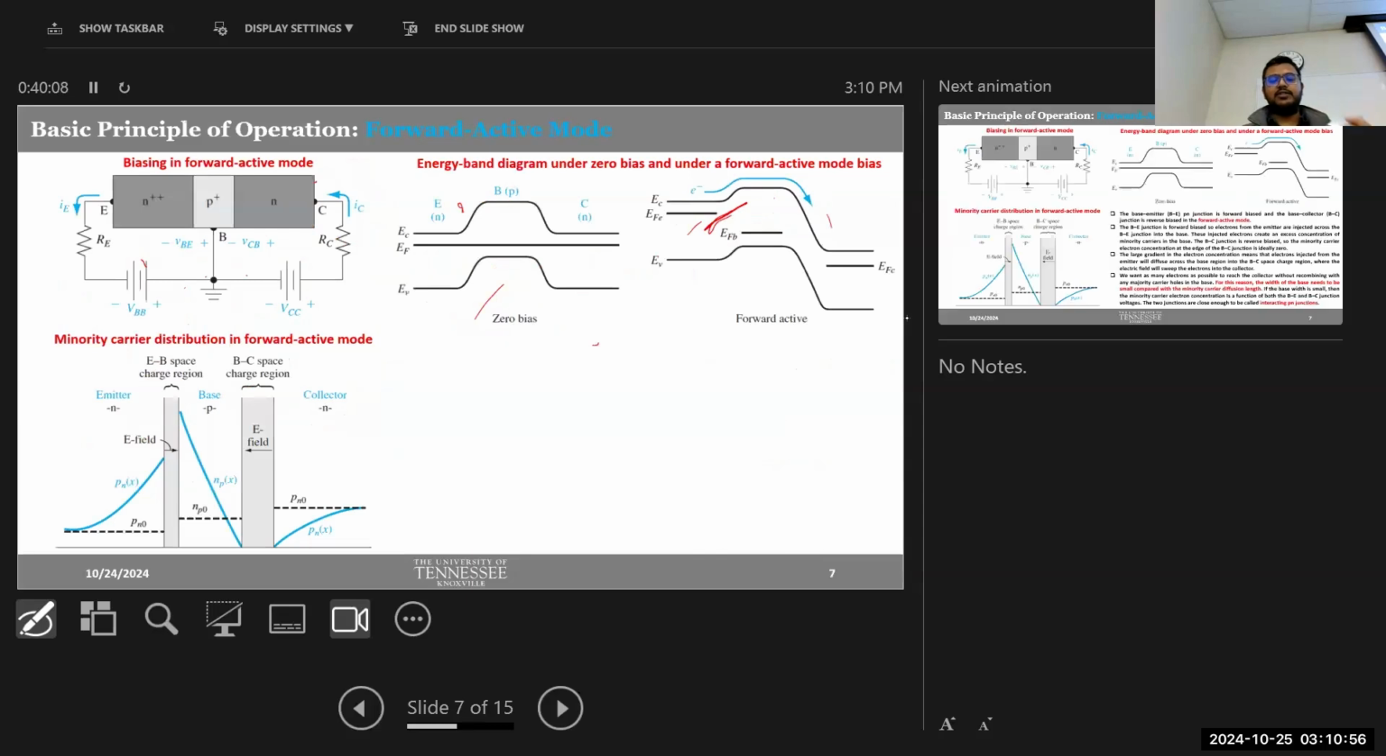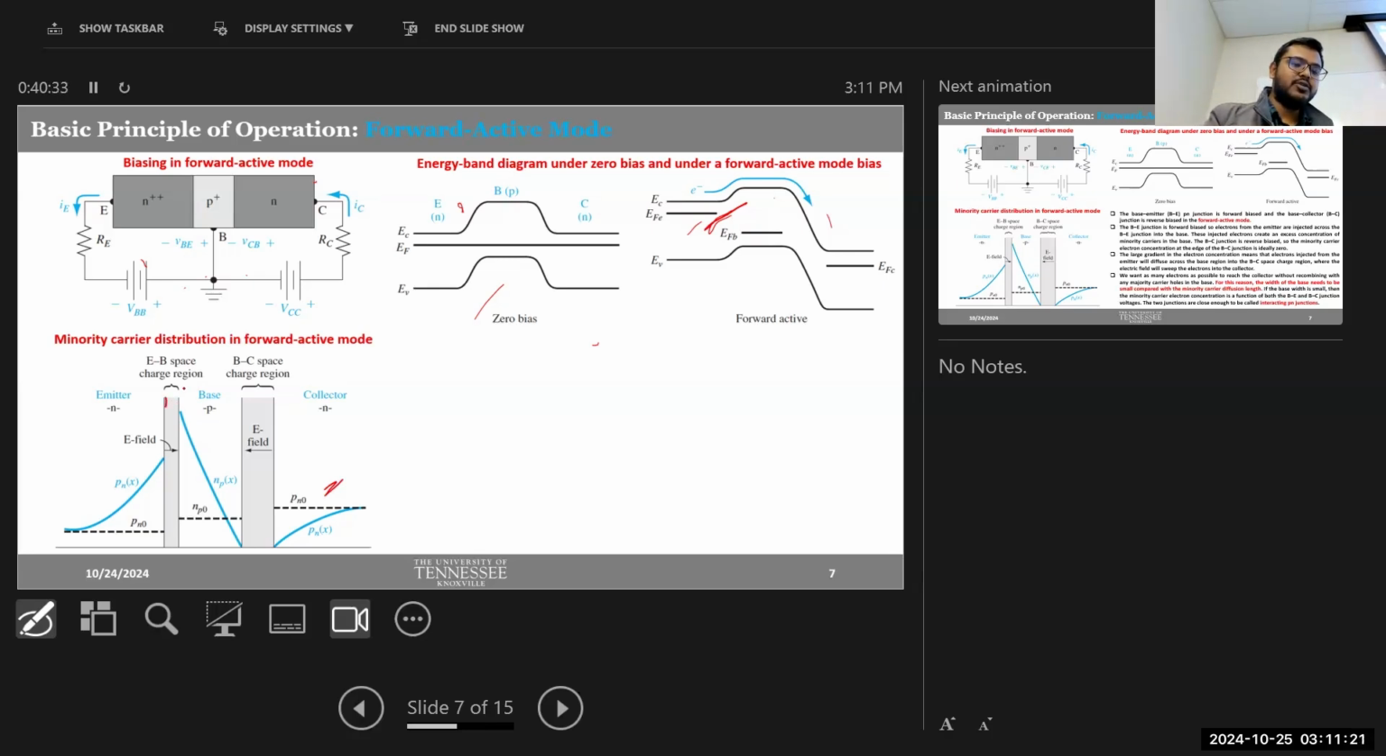Okay, so now let's go to the physics. Let's try to explain the same behavior using the physics, which is the purpose of this course actually. So that's the high level understanding I have discussed. Now I'll talk about the physics. As I mentioned here, we are more concerned about the minority carrier. That's why this figure here is showing the minority carrier distribution. Okay, so we'll go step by step.